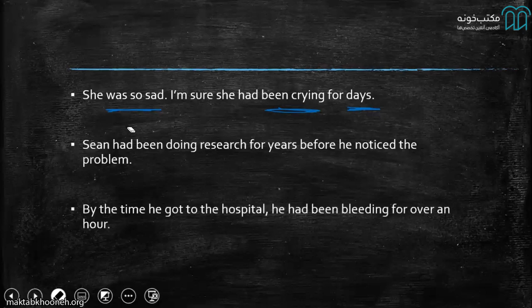Here's another sentence. By the time he got to the hospital, he had been bleeding for over an hour. So he started bleeding, let's say an hour ago. He was bleeding and he was bleeding and he was bleeding. He finally got to the hospital, and from the time he started bleeding to the time he got to the hospital was 1 hour, and that's how you have the sentence here, and it says by the time. This is past perfect continuous. It's really not that difficult. I strongly recommend you guys use it.